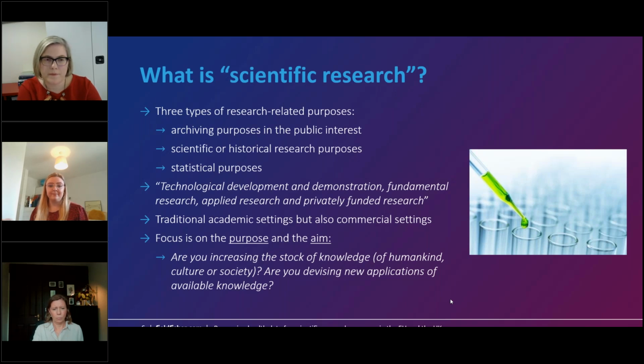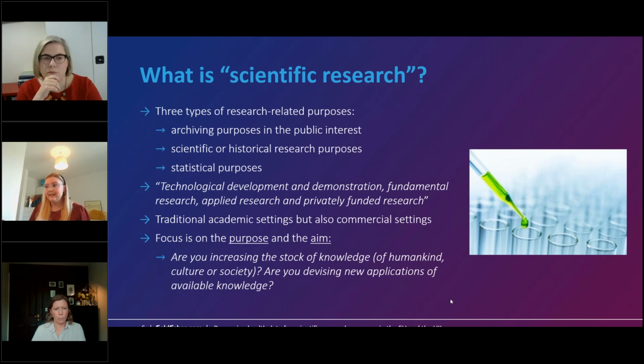Unfortunately, scientific research is not defined in the GDPR, but the recitals helpfully explain that scientific research purposes, again, are viewed broadly, and they could include technological development and demonstration, fundamental research, applied research, privately funded research, including in a commercial setting, so good news. Scientific research purposes include studies carried out in the public interest in the area of public health.